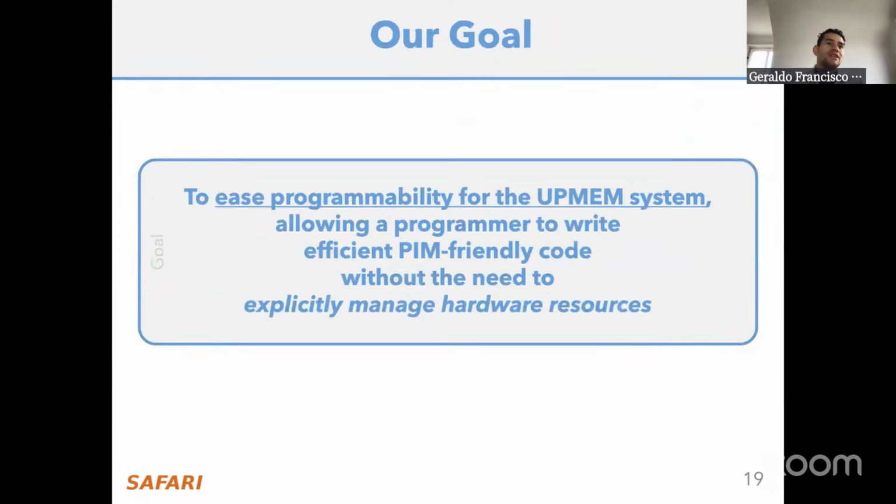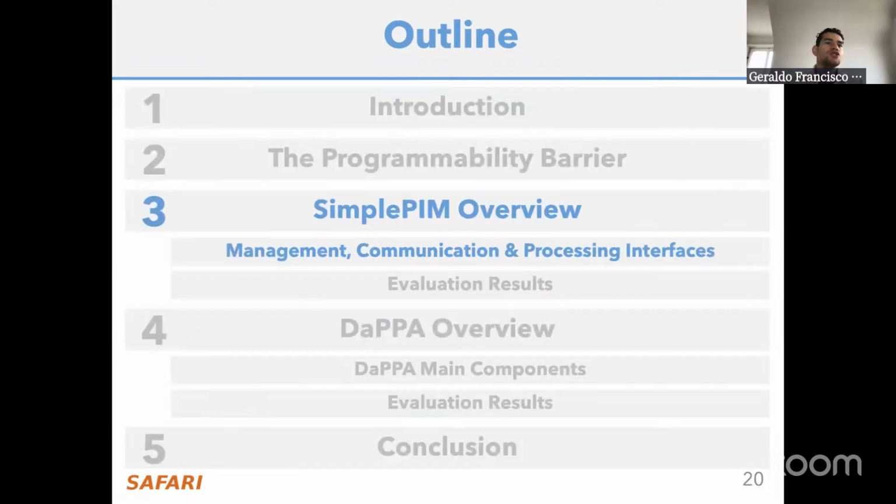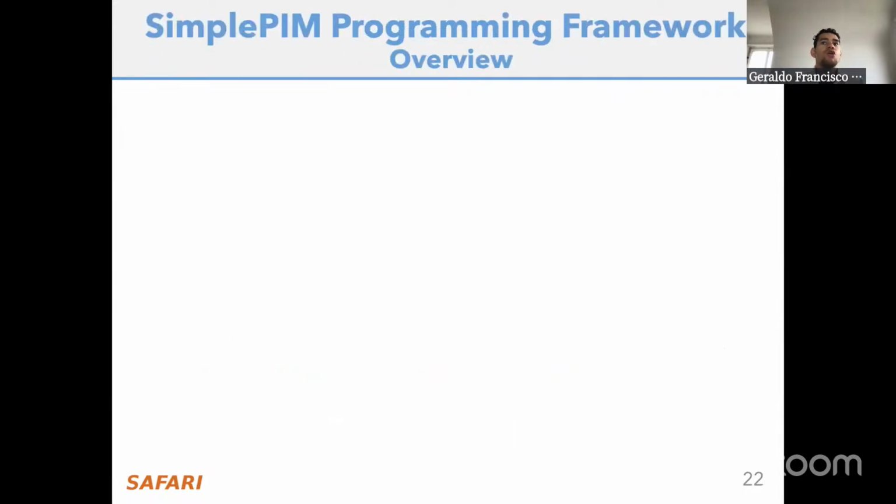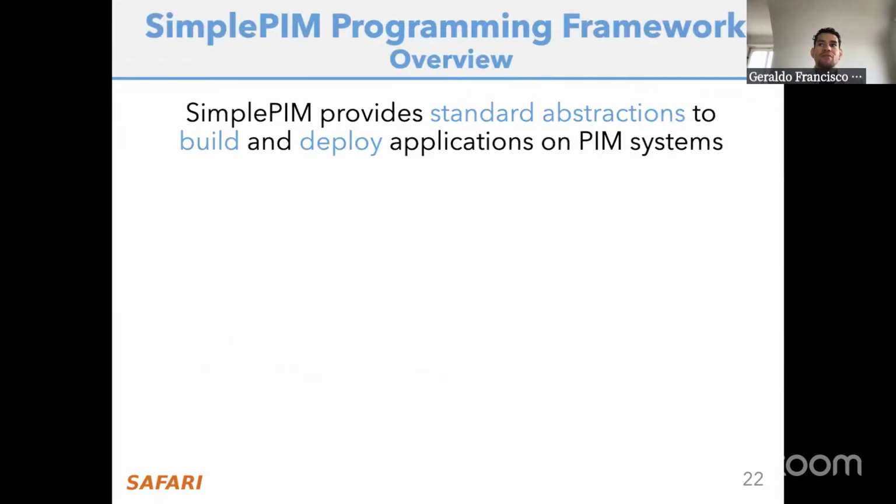So our goal in this follow-up work that I'm going to mention next is to ease the programmability of real processing-in-memory chips, in particular the PIM chips, allowing programmers to write PIM-friendly code efficiently. So now I'm going to introduce our first solution, which is called SimplePIM. Our software framework, SimplePIM, leverages the massive memory bandwidth and parallelism offered by PIM hardware to operate on arrays of arbitrary sizes and dimensions.